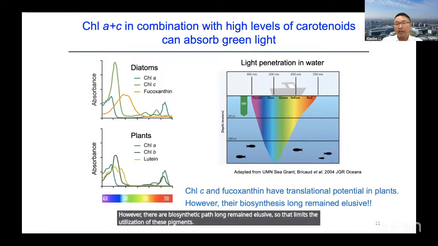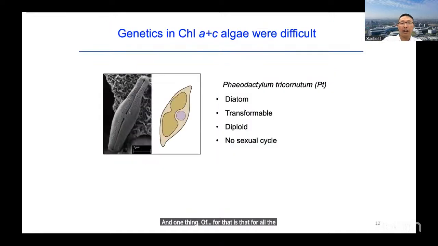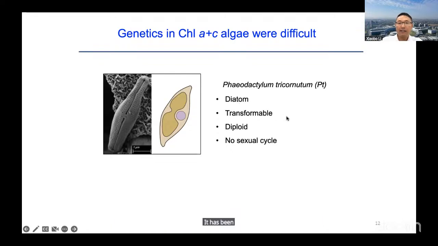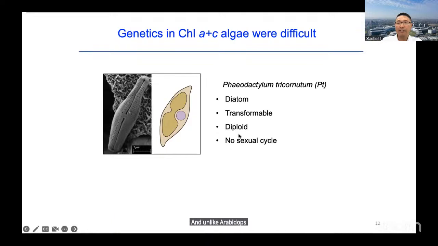And one reason for that is that for all the chlorophyll C containing algae, the genetic approaches have been difficult. This is a model diatom called PT, Phaeodactylum tricornutum. It has been transformable since last century. However, if we want to knock out a gene, it was difficult because it's a diploid. And unlike Arabidopsis, it has no sex cycle. We cannot do crosses. So using old approaches, we cannot easily generate homozygous mutants, which should have a phenotype.